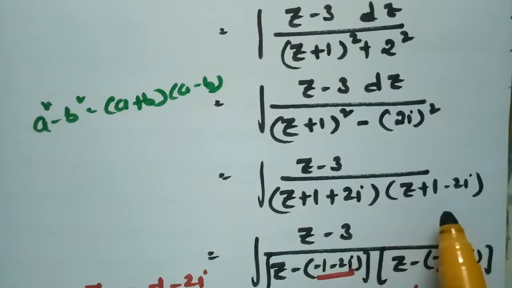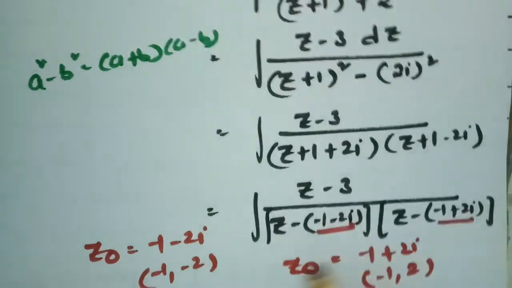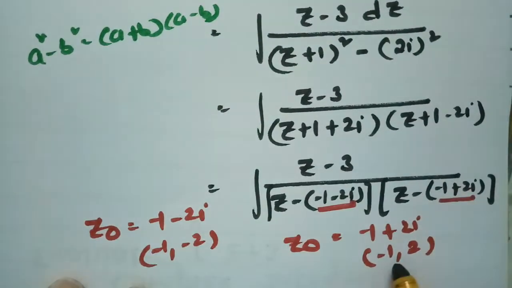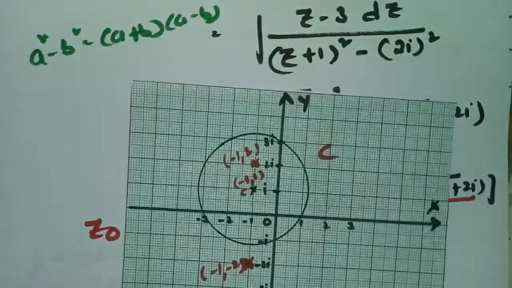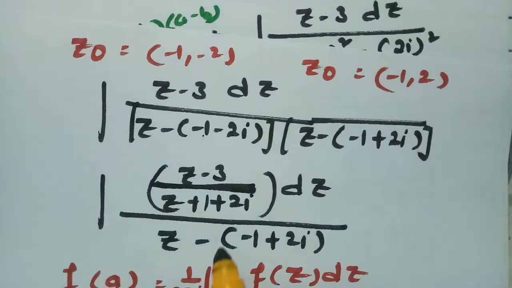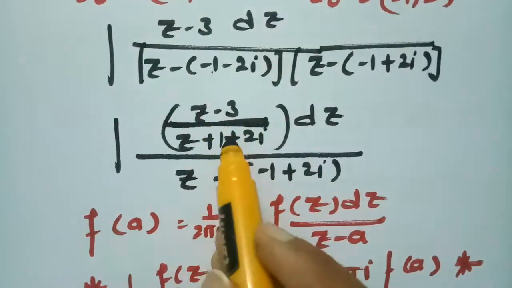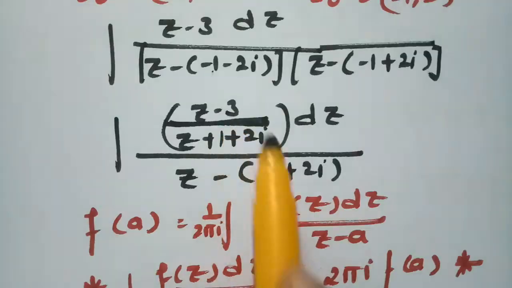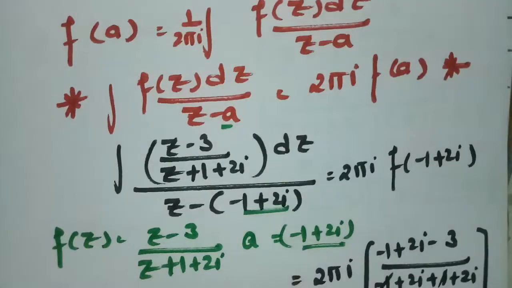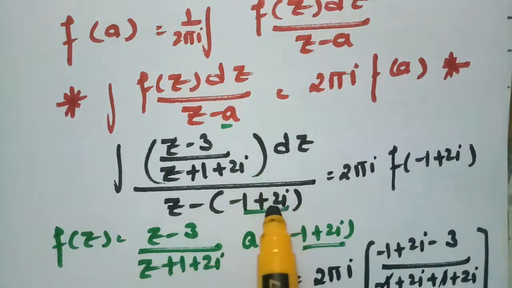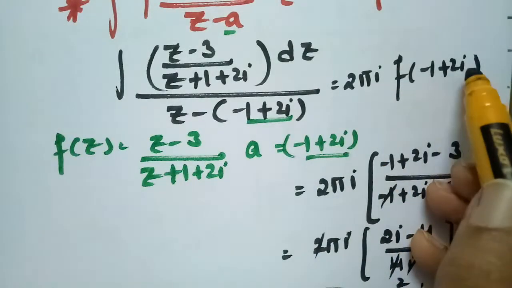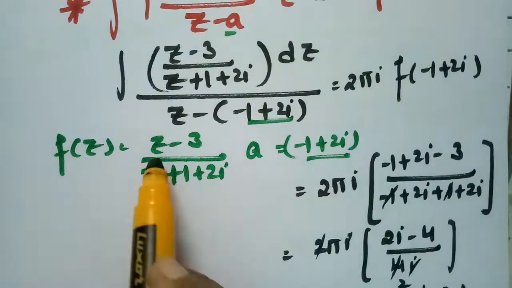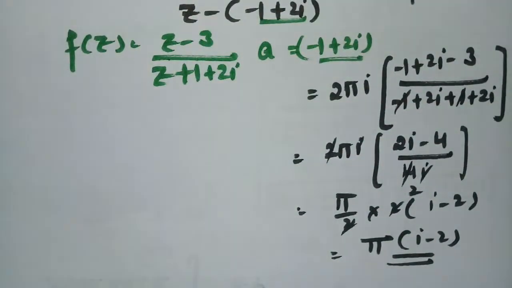So this is of the form a plus b into a minus b. So minus 1 minus 2i is one singular point and minus 1 plus 2i is the other singular point. If I check here, minus 1 minus 2i is outside. So if it's outside, I am transforming the other one as f of z. I have taken this one to the numerator and this acts as f of z and this is a. So when we compare, this is f of z and this value is a. And now I substitute in place of z as minus 1 plus 2i, and after calculating, this is the final answer. This is how we have to solve.